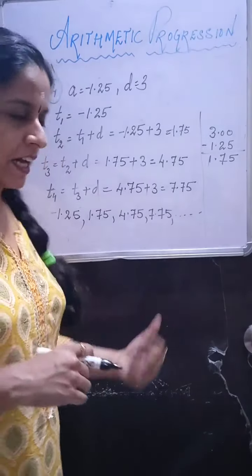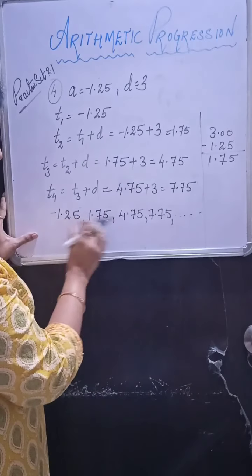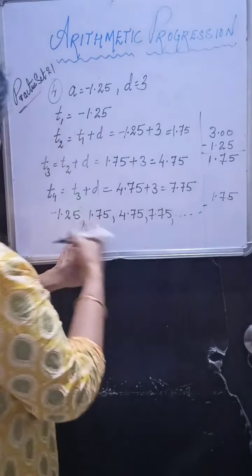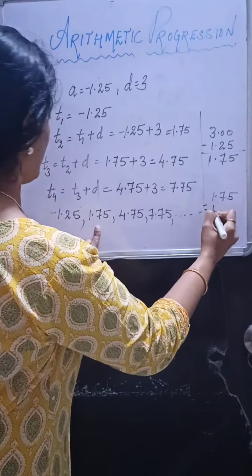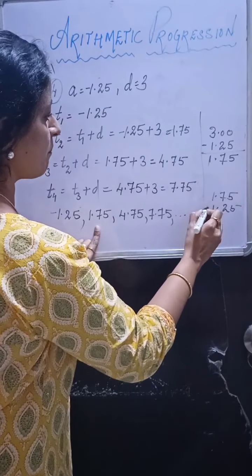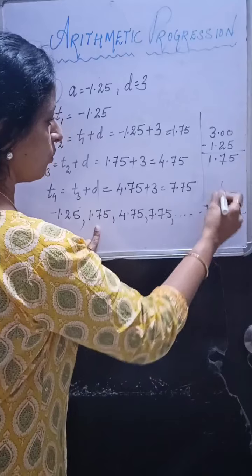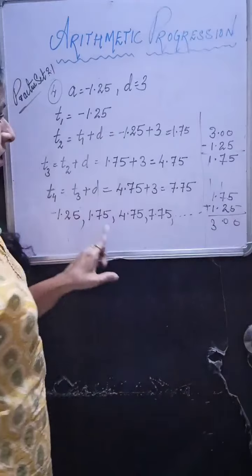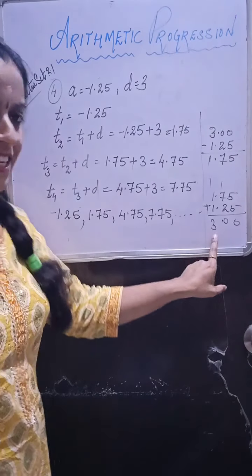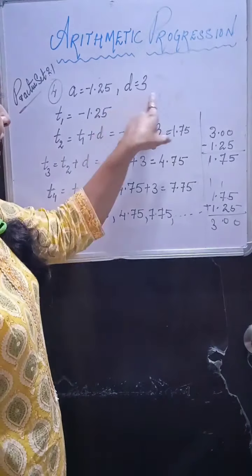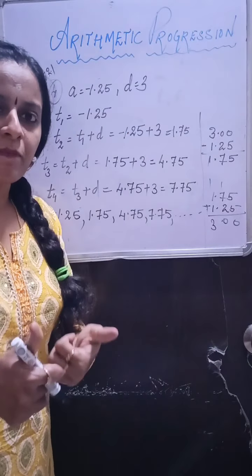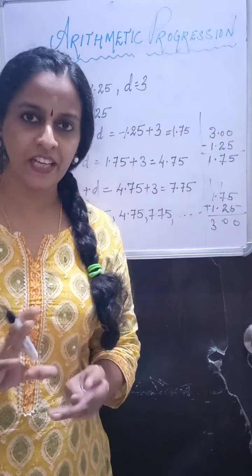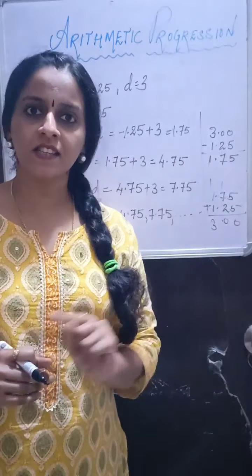To check whether our AP is correct or not, subtract and check. 1.75 minus of minus 1.25. Minus and minus will become plus. Add 0, 1, 5, 9, 10, carry 1, 3. Are you getting the common difference as 3? Yeah, it was given 3. That means we can be double sure that this AP is absolutely correct. Understood, children? So please try 5th and 6th sum.